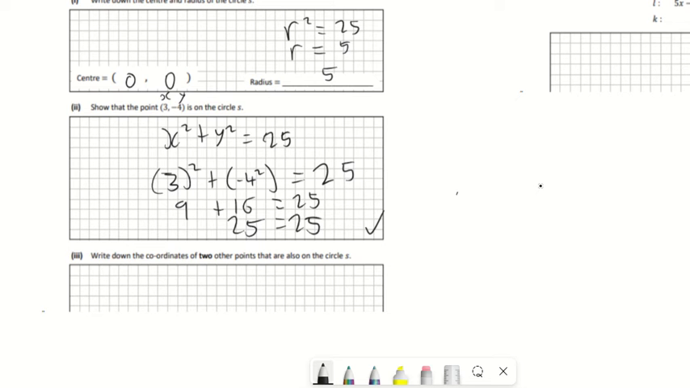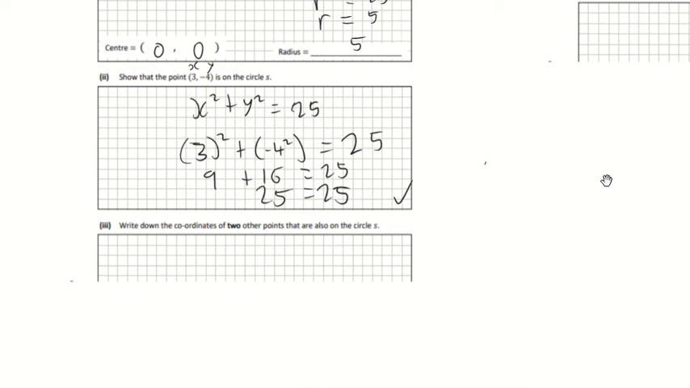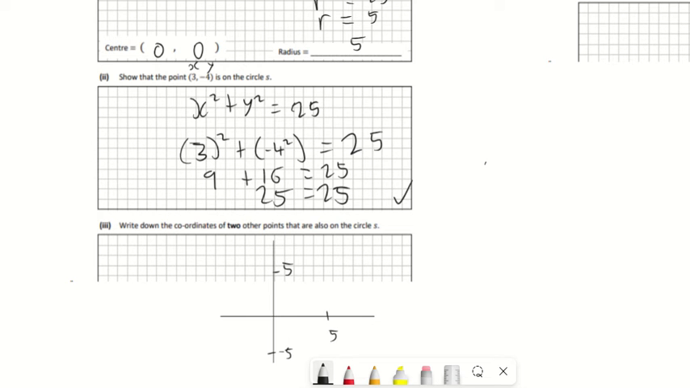Write down the coordinates of 2 other points that are also on the circle S. Right, so there's probably a couple of ways of doing this. If I was to picture that graph, I know the center is (0, 0), but I also know that the radius is 5, so it's just going to go out to 5 everywhere. So the circle will go around something like that, but it should go through each of them.